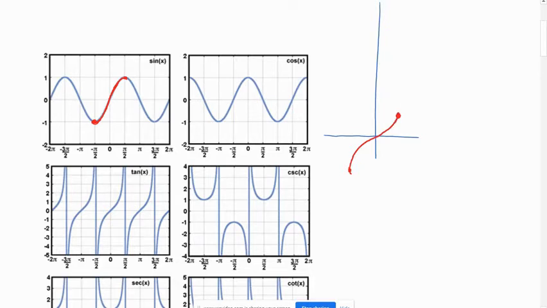Okay, and the reason why we need this to be a function is in order to do calculus with it, in order to take derivatives and antiderivatives, it needs to be a continuous differentiable function. And if it's not a function, none of the stuff we learn in calculus applies.